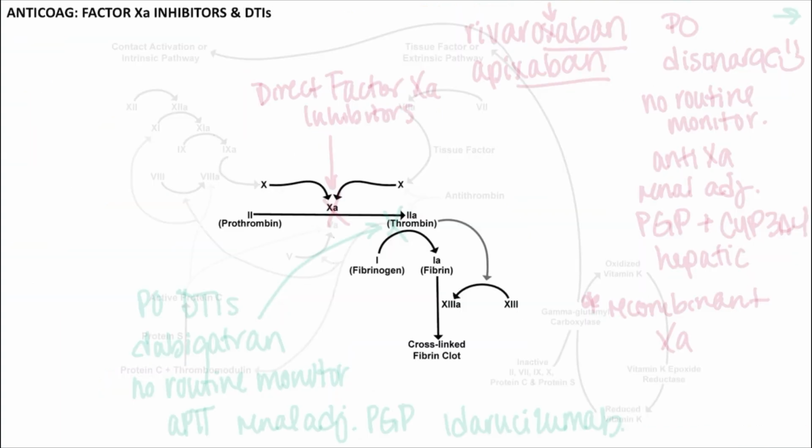Now our first group of agents we will discuss are the direct factor 10A inhibitors. Because remember, we already hit on our indirect factor 10A inhibitor with fondaparinux. And the main difference in mechanism of action is these agents will not have to bind antithrombin to elicit their anticoagulant effects. Instead, these agents will bind factor 10A and inhibit its effects, preventing that thrombin generation and its downstream effects in the coagulation cascade.